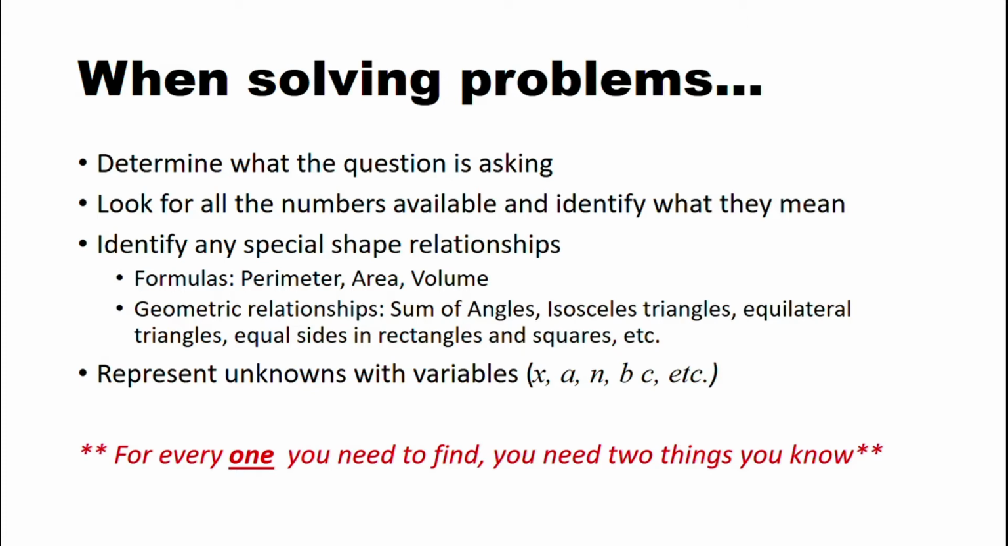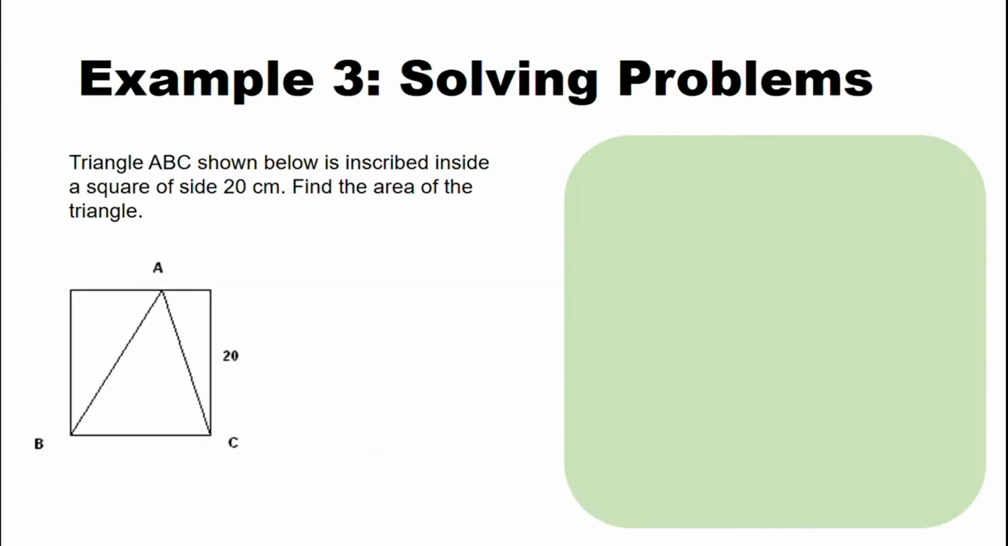One very important piece of advice is to avoid frustration. Know that for every one thing that you need to find out, you need to have two things that you already know. So if you have one thing you don't know and one thing you do know, you will not be able to solve that problem. You need two things to help you solve that one thing you don't know. If you have two things you don't know, you probably need four things that you do know. So keep looking at those diagrams until you can find the two more things for every one thing you don't know. So let's try this problem.